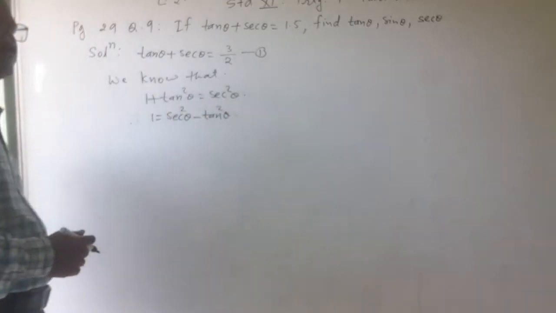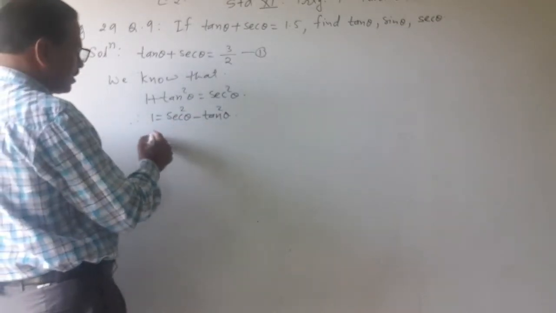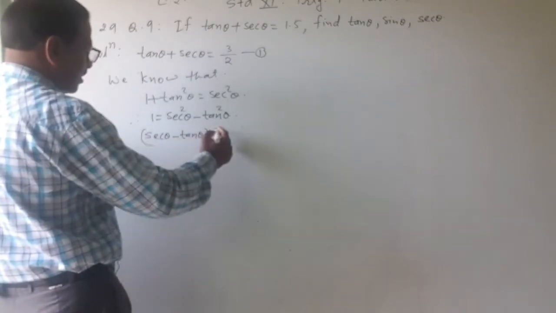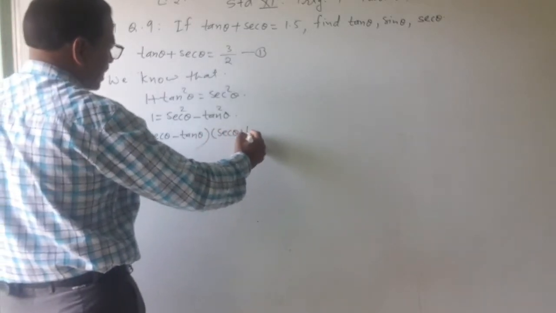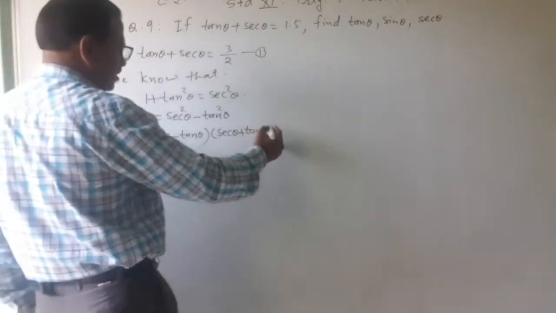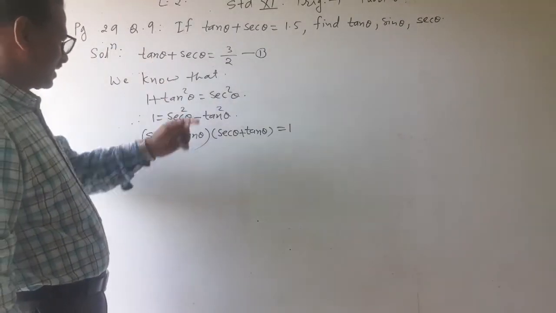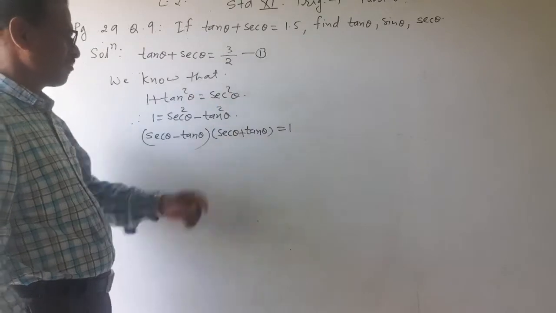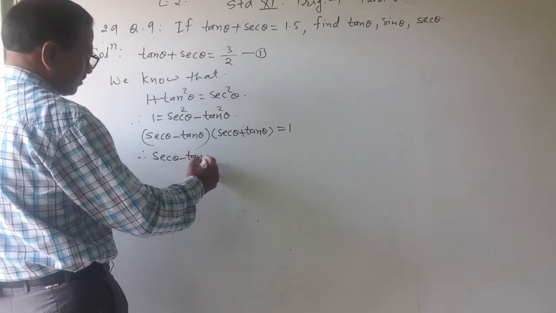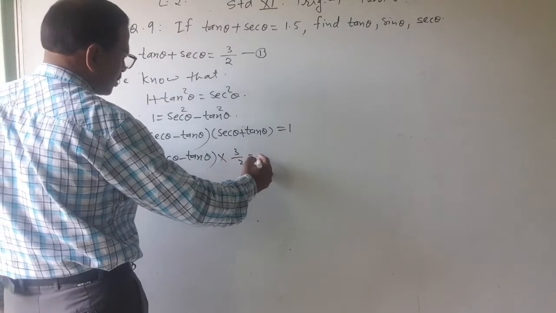Sec square theta minus tan square theta. Now we can factorize this. A square minus b square is a minus b into a plus b. So sec theta minus tan theta into another bracket, sec theta plus tan theta, is equal to 1. Now in 1, tan theta plus sec theta, that value I have, it is 3 upon 2. Therefore sec theta minus tan theta into 3 upon 2 is equal to 1.